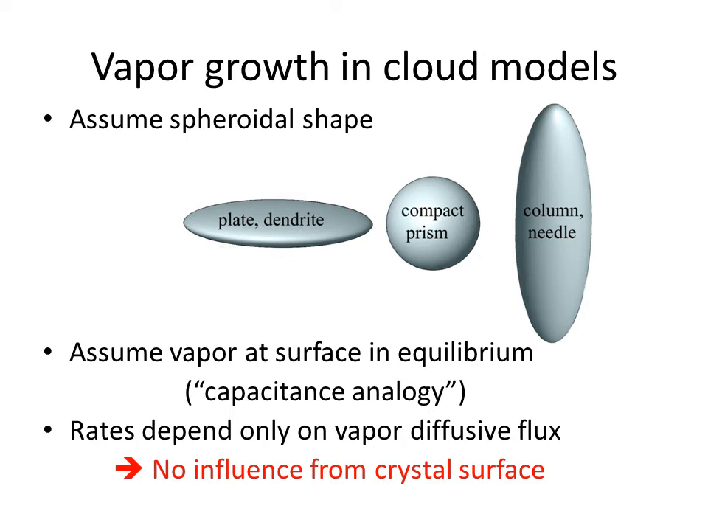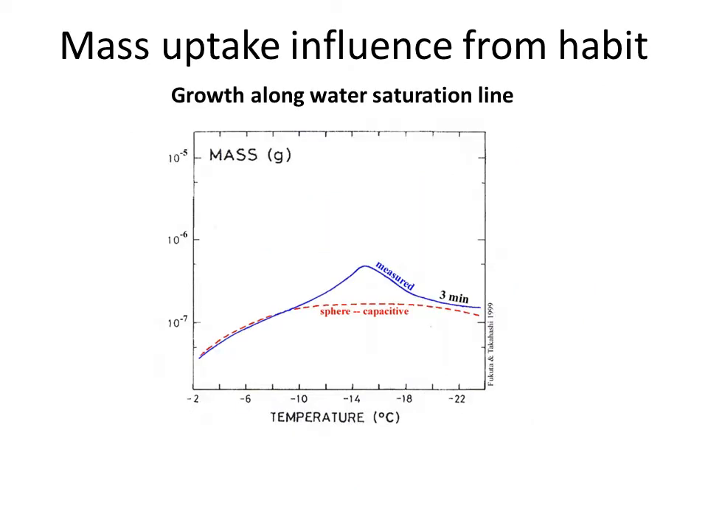As a result, properties of the ice surface have nothing to do with the mass uptake or the habit. So the habit is a complete mystery. So we'll get rid of this capacitance or equilibrium assumption. But first, see what it can do.